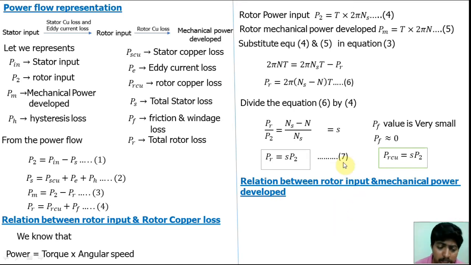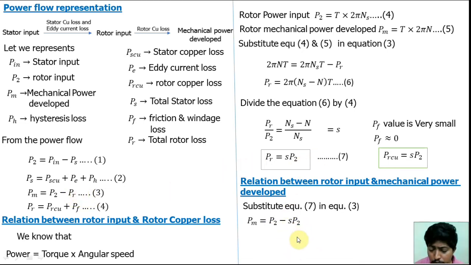Substitute equation 7 in equation 3, we will get the PM value. PM is equal to P2 minus PR. Instead of the PR value, we substitute S into P2. Simplifying, we get PM is equal to P2 into (1 minus S). This is the relation between the rotor input and the mechanical power developed.